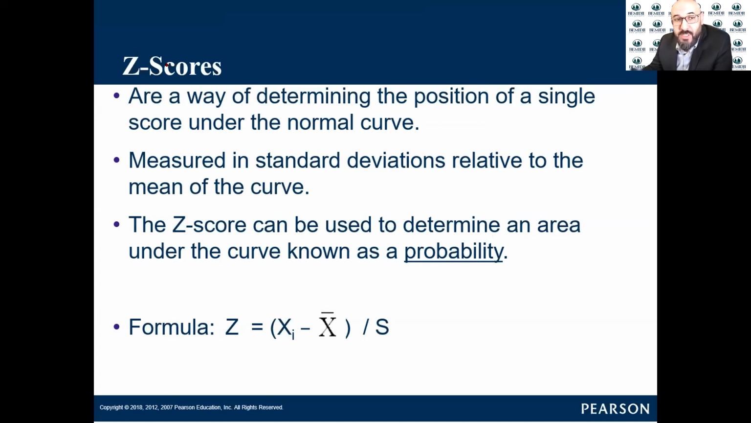So the z-score will tell you the position of the single score under the normal curve, measured in standard deviation relative to the mean of the curve.